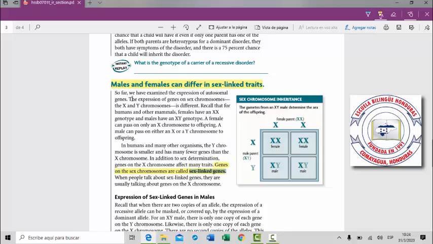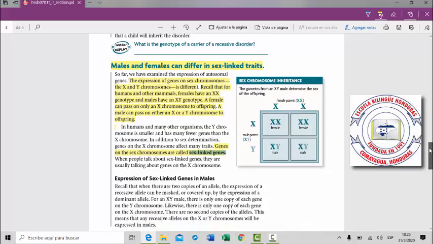The expression of genes on sex chromosomes, the X and Y chromosome, is different. Recall that for humans and other mammals, females have an XX genotype. You really know that, guys. And the males have an XY genotype. A female can pass on only an X chromosome to the offspring, and the male can pass on either an X or a Y chromosome to the offspring. In other words, guys, the chromosome of the male gives the sex of the offspring.